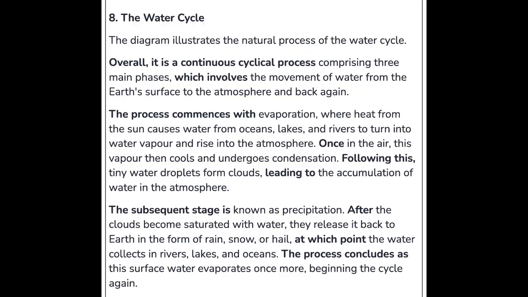Once in the air, this vapor then cools and undergoes condensation. Following this, tiny water droplets form clouds, leading to the accumulation of water in the atmosphere. The subsequent stage is known as precipitation. After the clouds become saturated with water, they release it back to Earth in the form of rain, snow, or hail, at which point the water collects in rivers, lakes, and oceans. The process concludes as this surface water evaporates once more, beginning the cycle again.